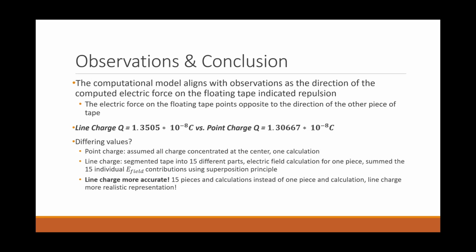The point charge value assumed all charge was concentrated at the center. That was one calculation. For the line charge calculation, I segmented the tape into 15 different parts, found the electric field calculation for one part, and summed the 15 individual E contributions using the superposition principle. This was more accurate as it was 15 pieces and calculations instead of one piece and one calculation.